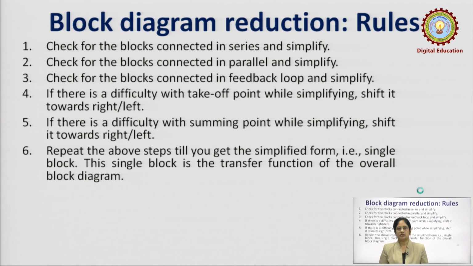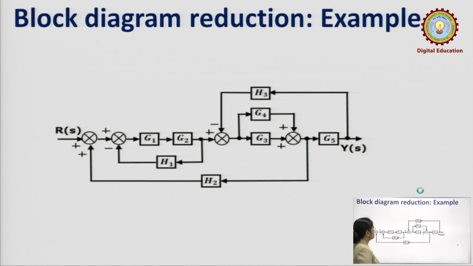And then if there is any difficulty in simplifying with a takeoff point or a summing point, then we will shift it towards right or left, and then step by step reduce the different blocks into one single block. Till the complete diagram is one single block, we continue checking the various blocks. So, now this was about the techniques involved and the different elements of a block diagram.